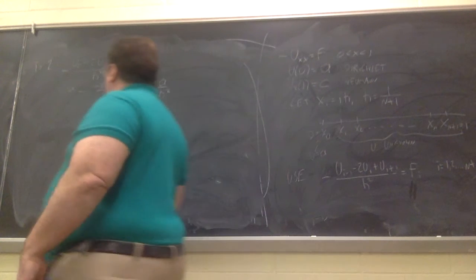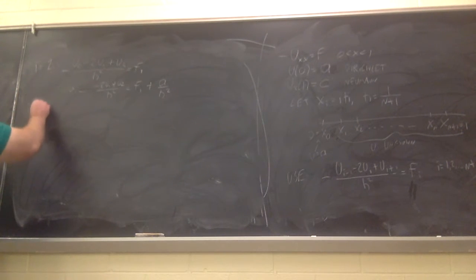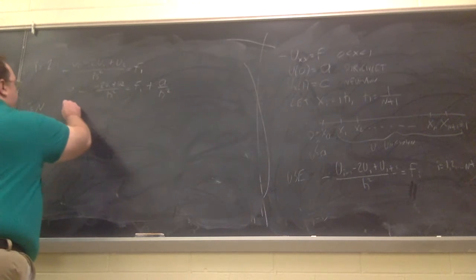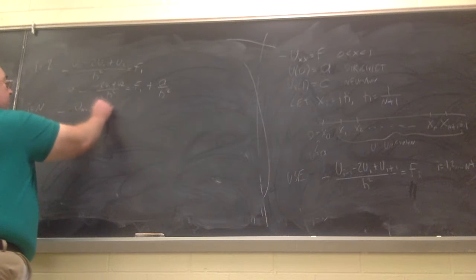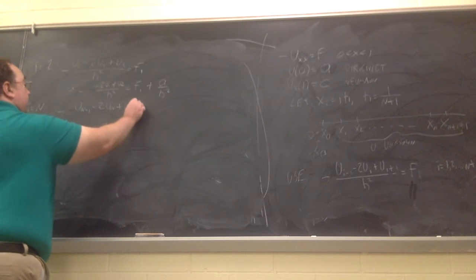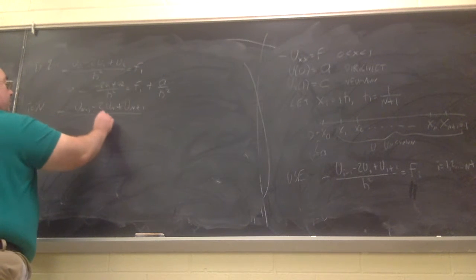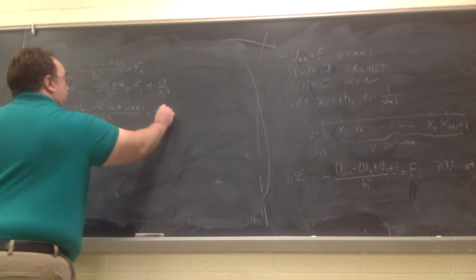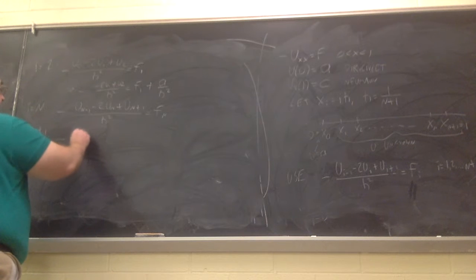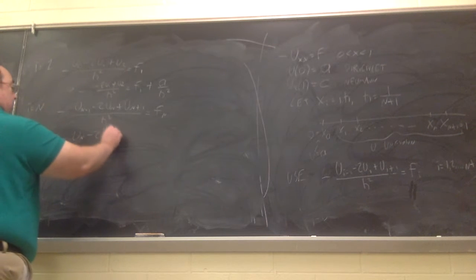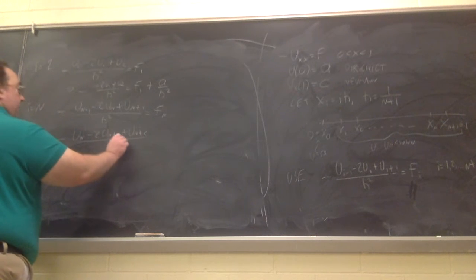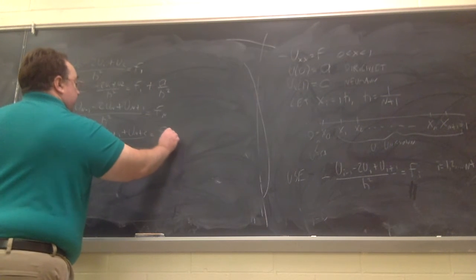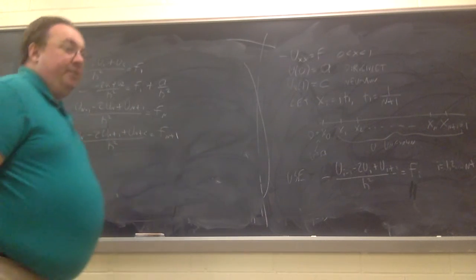Now, at i equals n and n plus 1, I'll just fill them both in. So I have minus, and I have u n minus 1 minus 2un plus un plus 1 over h squared is equal to fn. I have minus un plus 1 plus un plus 2 over h squared is equal to fn plus 1.